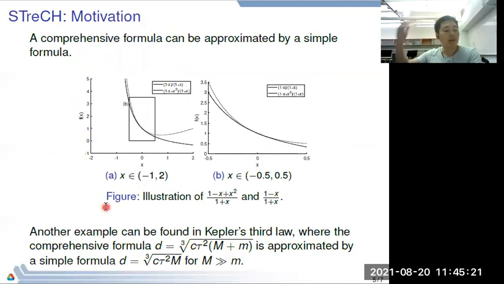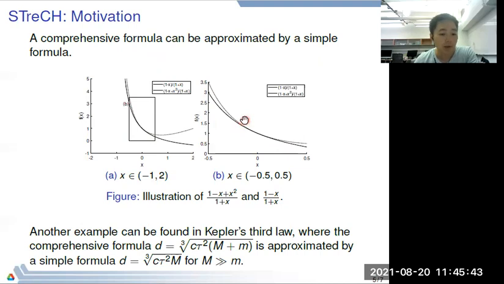So the motivation of this approach is very simple. For example, we have two formulas that are very similar. Only one term is different, but they look very similar, especially when we look at a certain domain. The two functions are very similar. So there's a simple form and a comprehensive form.